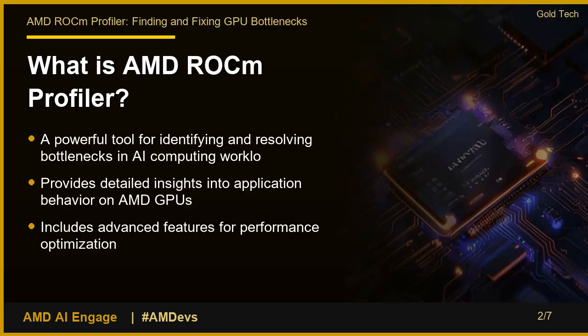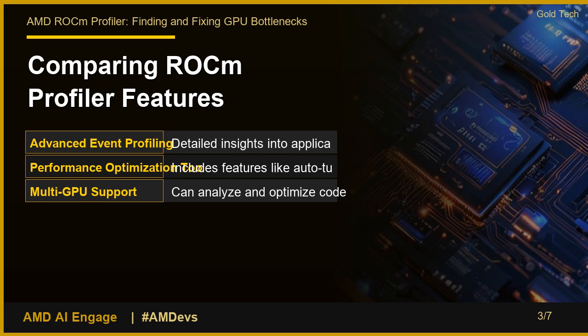efficiency. The ROCm Profiler is a comprehensive tool designed to help developers optimize their applications for maximum performance on AMD GPUs. With its advanced features, you can identify and resolve bottlenecks in your code, ensuring that your AI computing workloads run smoothly and efficiently. The ROCm Profiler offers a range of advanced features that make it an indispensable tool for any developer working with AI computing workloads. With its comprehensive event profiling capabilities, you can gain detailed insights into your application's behavior on AMD GPUs.